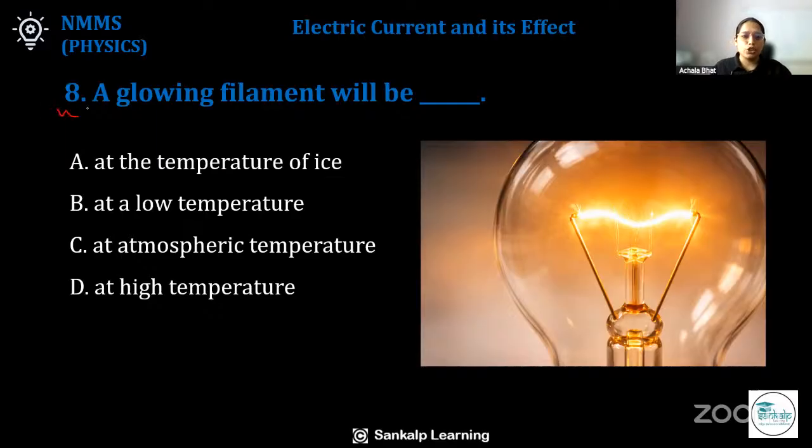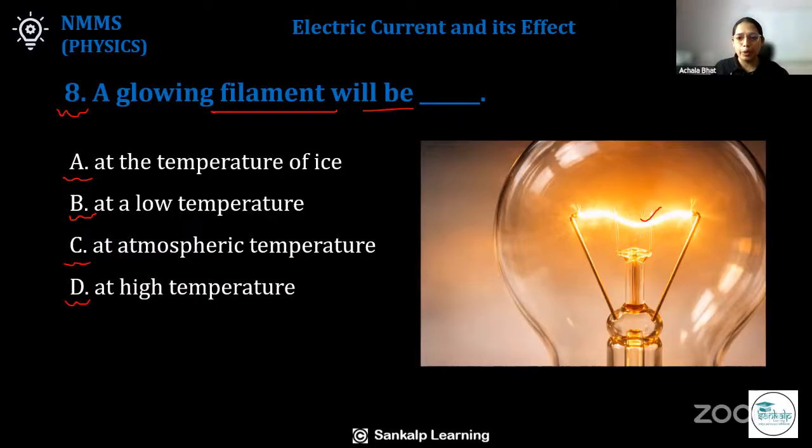Let us see question number 8 of NMMS Physics chapter Electric Current and its Effect. A glowing filament will be at: A, the temperature of ice, B, a low temperature, C, atmospheric temperature, D, high temperature. A glowing filament, this is a glowing filament. Will this be at the temperature of ice?